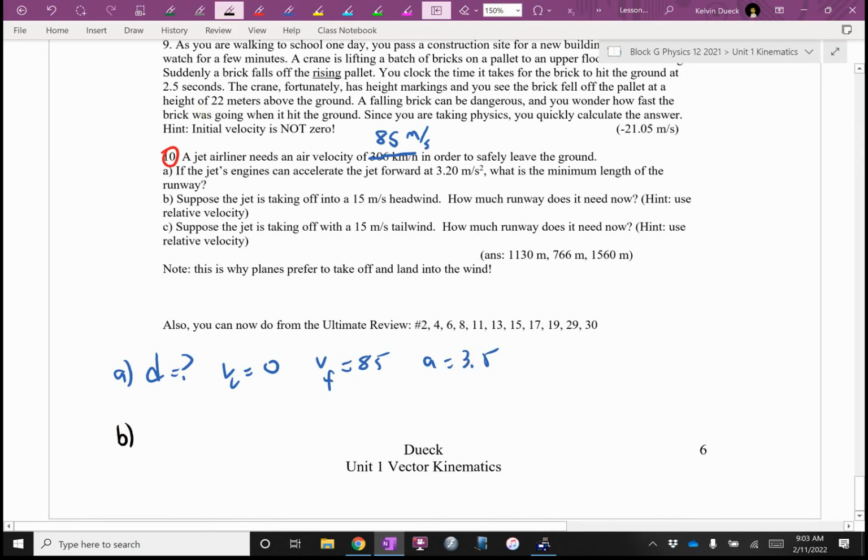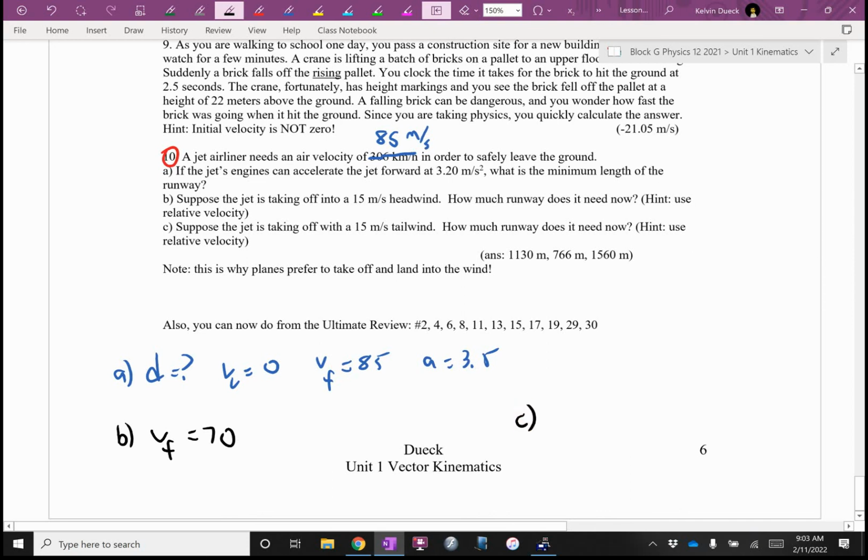In B, the fact that I've got a headwind means at rest, I'm already traveling 15 meters per second through the air. Sorry, it's a 15 meter per second headwind, not a 10 meter per second headwind. So over the ground, I only need to get going up to 70 meters per second because the wind was already blowing past me when I was at rest. So it's going to be the same question, but Vf is going to be 70. You'll find you can take off faster.